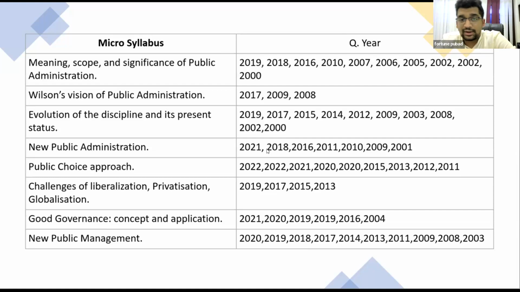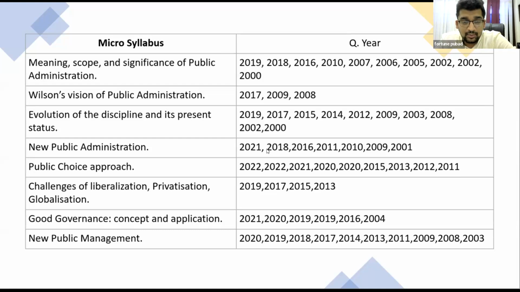But this is not a trend. This cannot be a trend because we cannot predict the UPSC. Since we are not taking that risk, we need to go through all the portions. But again, we can see a good trend in them asking from the second part. In the second part, you cannot skip the public choice approach or even the NPM part. You cannot skip those portions. So what about the first part?